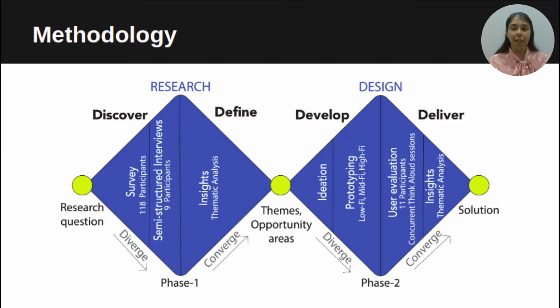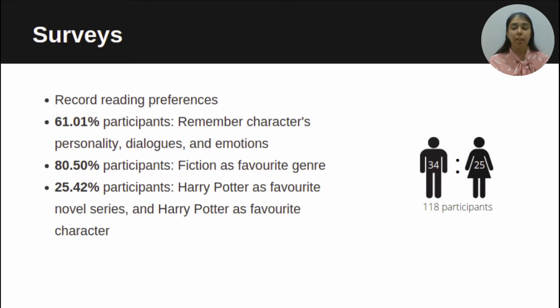We followed the double diamond model in our study. In phase 1, we first diverged through the survey and semi-structured interviews and then converged by gathering user requirements via thematic analysis. In phase 2, we again diverged with ideation and prototyping and then converged to the proposed solution via user evaluation. We conducted a survey to record the reading preferences of 118 participants.